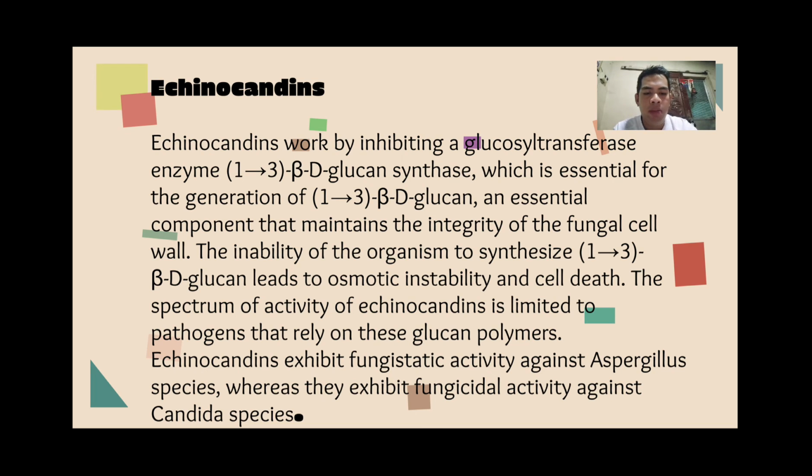Echinocandins work by inhibiting the glucan synthase enzyme 1,3-beta-D-glucan synthase, which is essential for regeneration of 1,3 glucan, an essential component that maintains the integrity of the fungal cell wall. The inhibition of the organism's ability to synthesize glucan leads to osmotic instability and cell death. The spectrum of activity of echinocandins is limited to pathogens that rely on this glucan polymer.